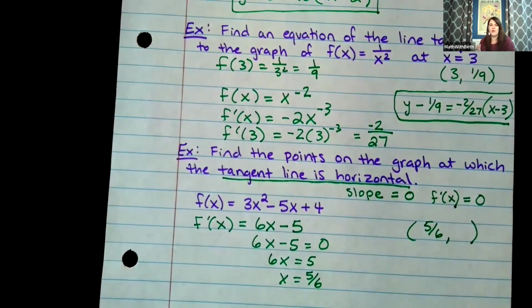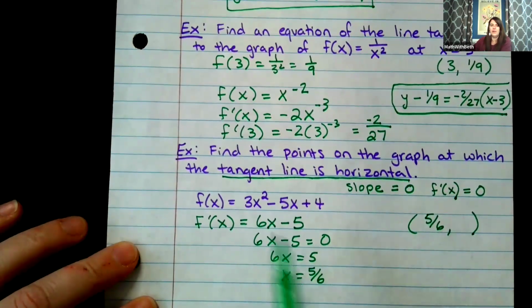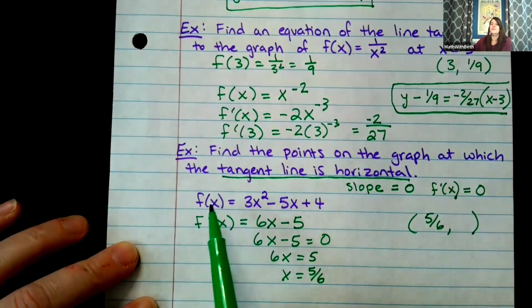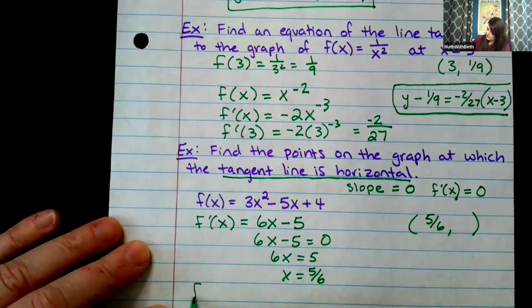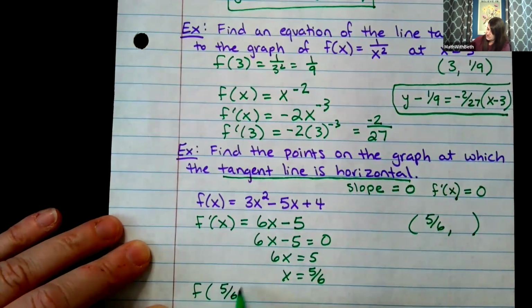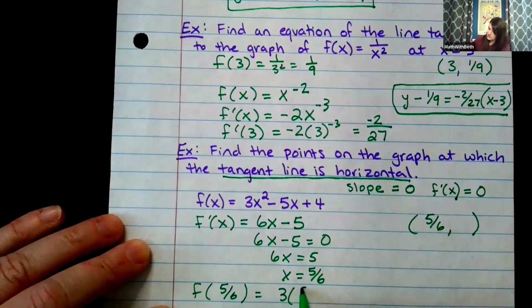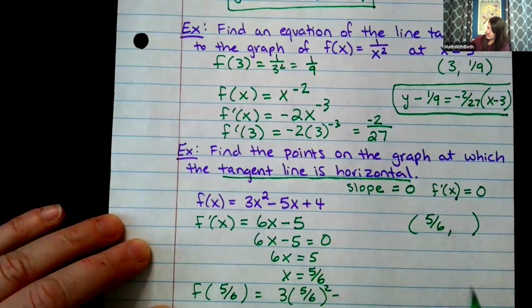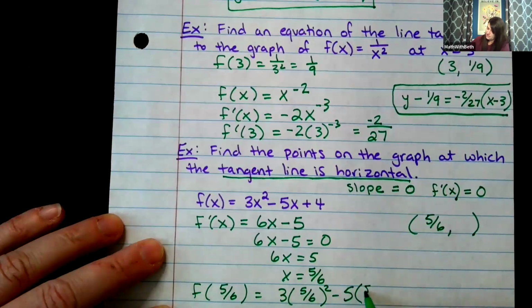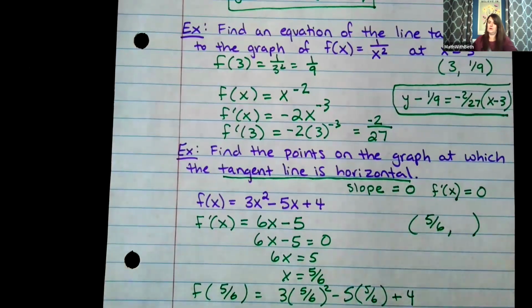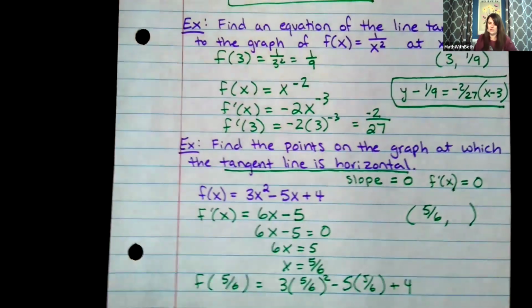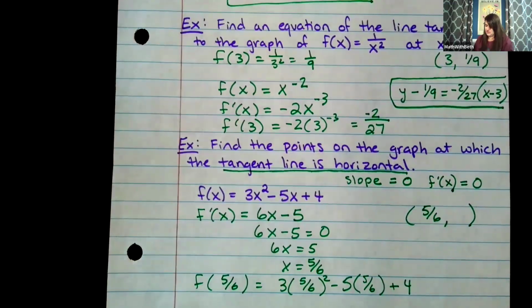So now if I want the y value, I need to be careful. Don't plug it back into our derivative. We need to plug it back into the original equation to get the y value. So f of 5/6 means 3 times 5/6 squared minus 5 times 5/6 plus 4. I'm running out of room, so I'm going to put this in the calculator, but if you're not allowed to use the calculator, you could do this by hand.